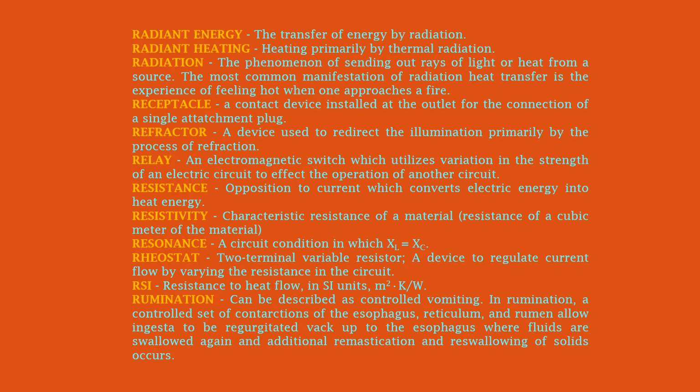Characteristic resistance of a material, resistance of a cubic meter of the material. Resonance. A circuit condition in which X sub L equals X sub C. Rheostat. 2-terminal variable resistor, a device to regulate current flow by varying the resistance in the circuit. RSI. Resistance to heat flow. In SI units, square meter Kelvin per watts.